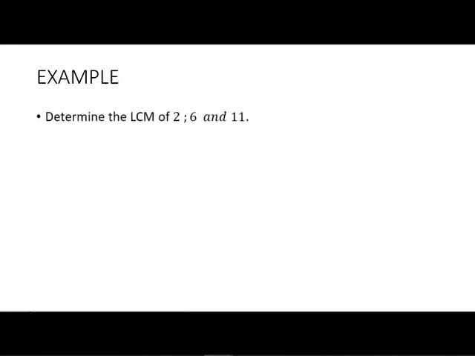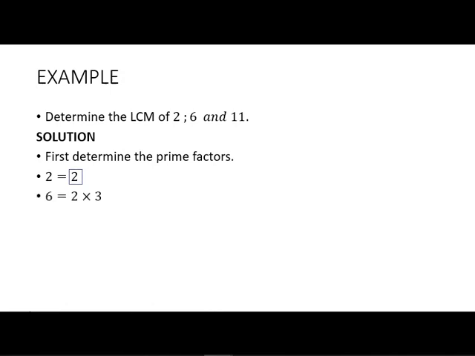Now, we need to find the LCM of 2, 6, and 11. You have to prime factorize each of those. When you prime factorize 2, it'll just be 2. When you prime factorize 6, it'll be 2 times 3. When you prime factorize 11, it'll just be 11. And you'll realize that 2 appears twice, and only the 2 that has the highest exponent will be part of your LCM. In this case, both of them are to the exponent of 1.